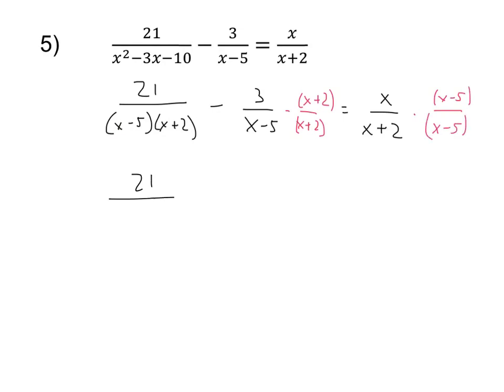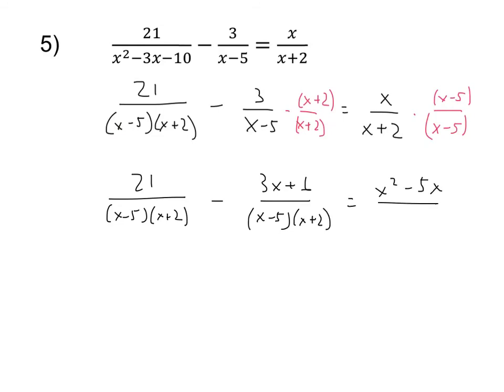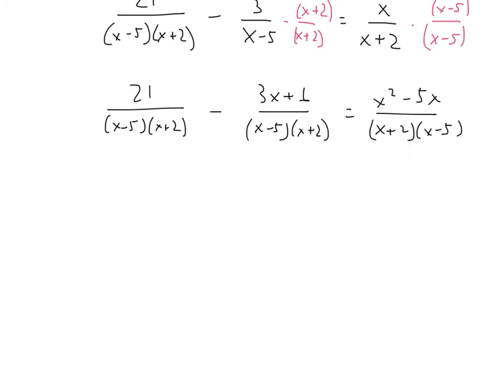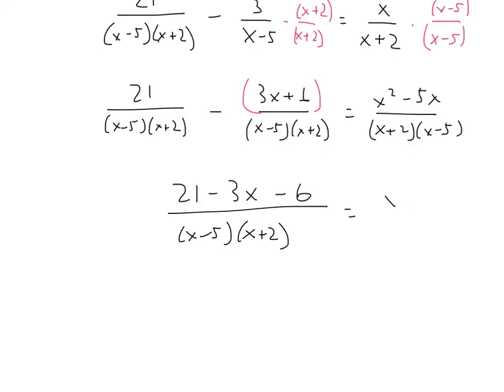Right, we're going to end up with 21 over x minus 5 times x plus 2 minus 3x plus 6 over x minus 5 x plus 2 equals x squared minus 5x over x plus 2 x minus 5. Okay, so again, now that we have a common denominator, we're in good shape. I'm going to go ahead and do the subtraction here. So this is going to end up being 21 minus 3x minus 6. Okay, so don't forget that. We're subtracting this whole thing, right? So minus the 3x and minus the 6 over x minus 5 times x plus 2 equals x squared minus 5x over x plus 2 x minus 5.